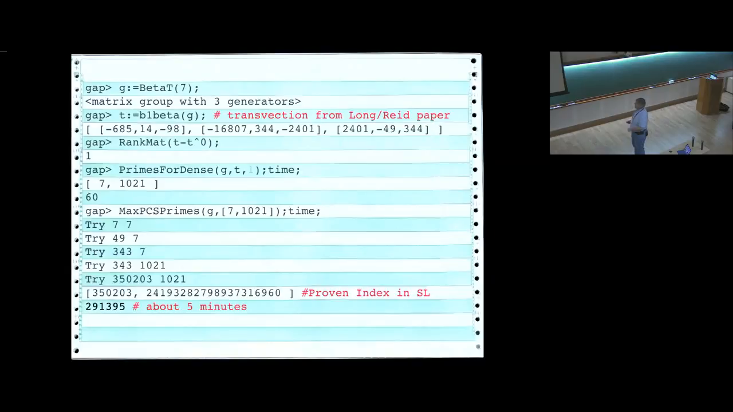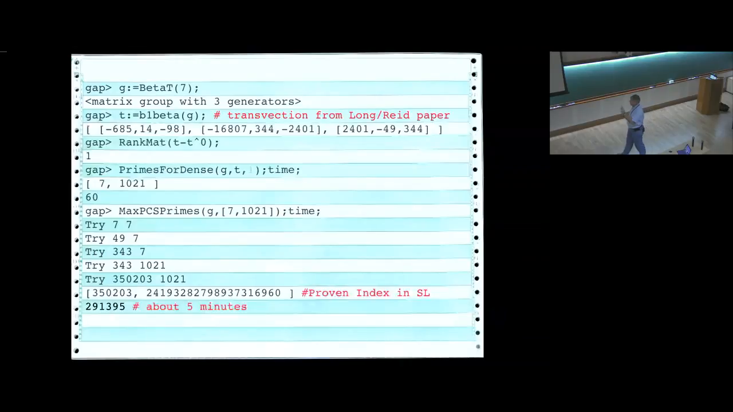Right, that's how I calculated this group, beta 7. There is a transvection in the Long-Reid paper. For these groups they give a product formula which gives a transvection. One can't obviously see it from the entries that it happens to be a transvection. This is calculated as a product of the generators, so it is in the group, and indeed it is a transvection, and I can calculate in very brief time, 60 milliseconds, that the two interesting primes are only 7 and 1021.